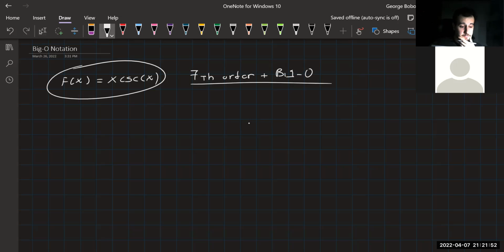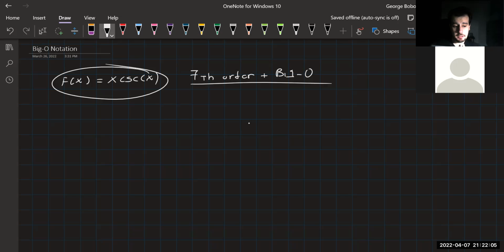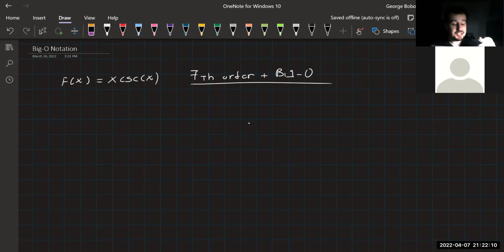We're going to be clever because I'm not going to sit here, and neither should you, and take 7 derivatives of this right now. That's painful, and then evaluate them at 0, and so on. There has to be a better way. So I notice here that this is a composite function. There's x over here, there's cosecant of x over there. Another way I can think of this is, well, I know cosecant is 1 over sine.